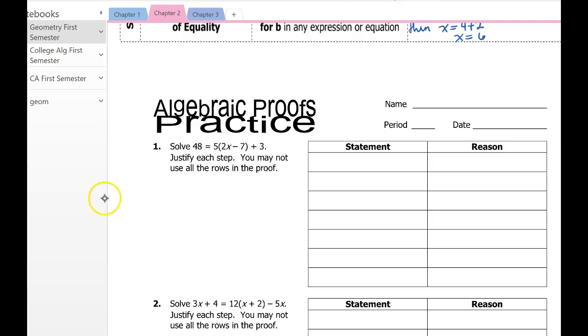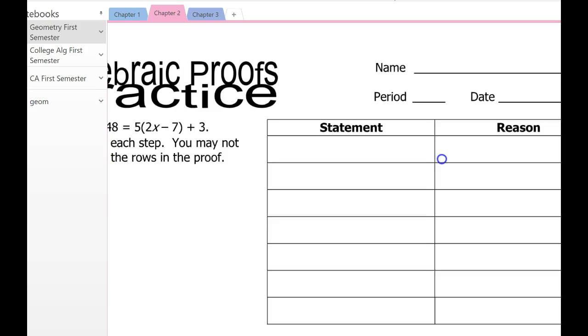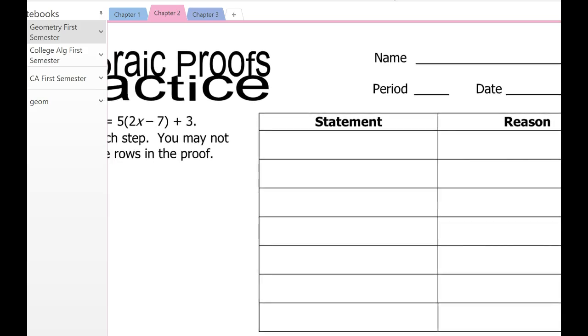Number 1 says solve: 48 is equal to 5 times quantity 2x minus 7 plus 3. It says justify each step. Note you may not use all the rows in the proof. So we're going to solve it on the statement side, and we're going to use the property that allows us to solve it for the reason side.